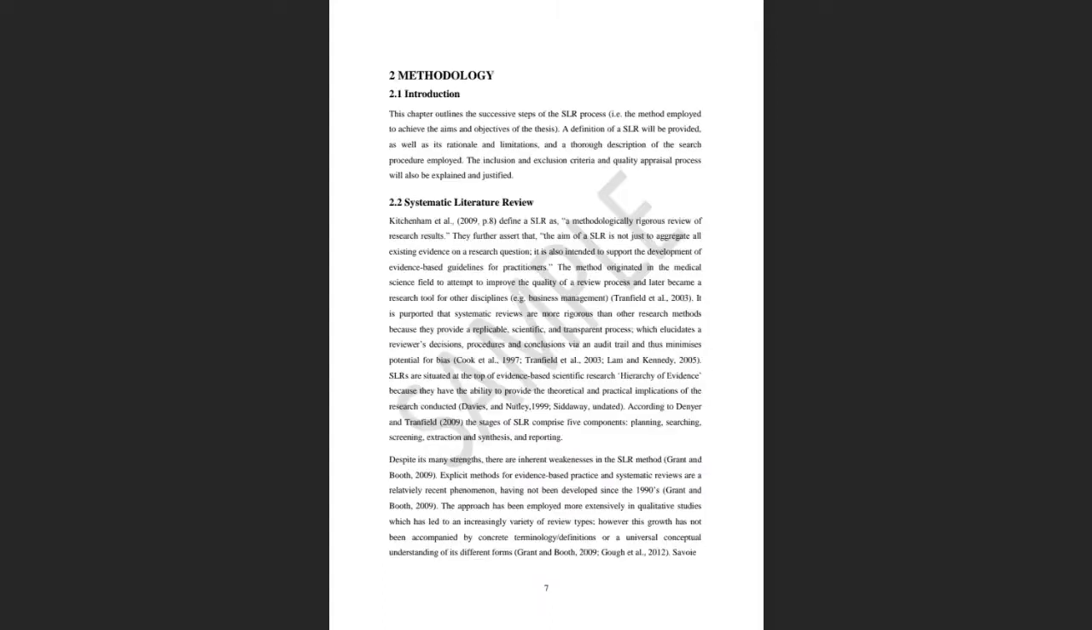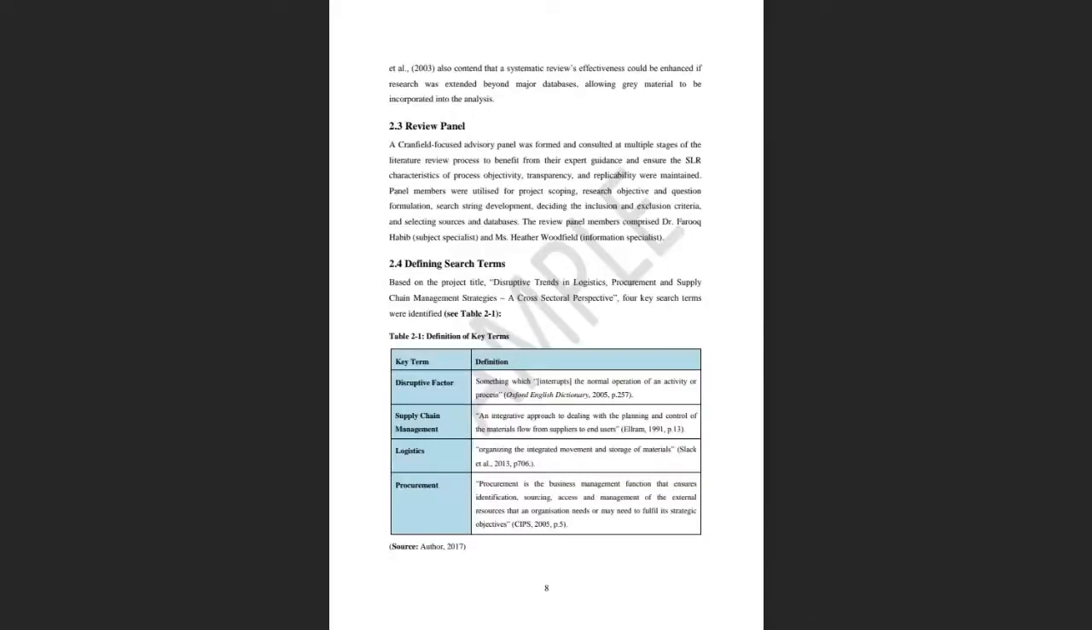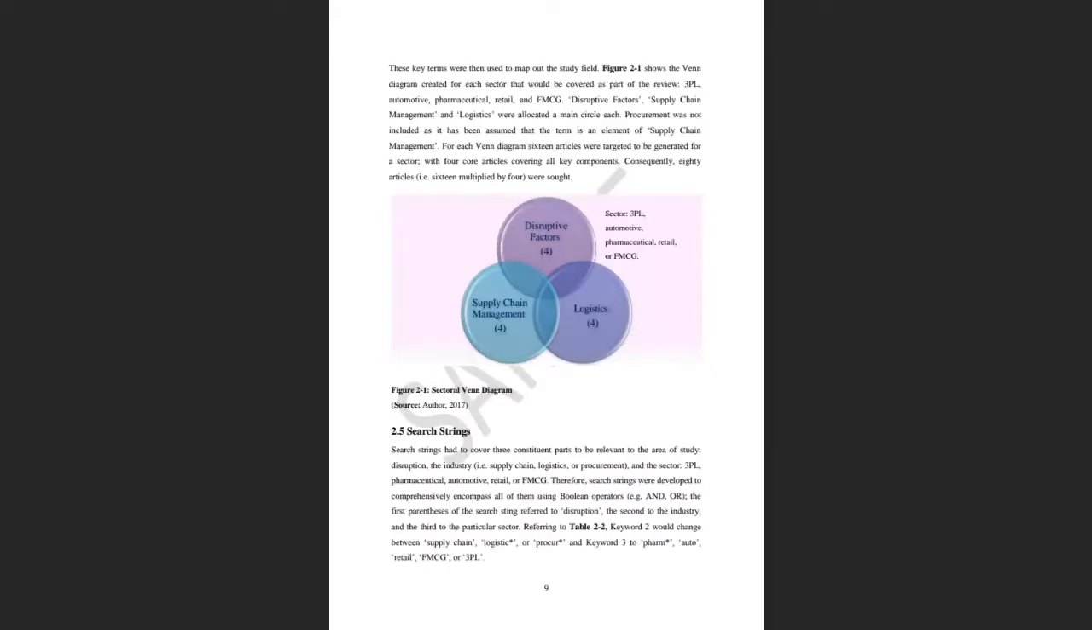As you can see, this methodology chapter, as I showed to you, you will start with an introduction section, then you will look at systematic literature review. What is a systematic literature review? Then you will form your review panel. Then you will define your search terms. Search terms come from the title of your research. You will define the terms. These are your three bubbles that I mentioned to you, the three bubbles. And this student is doing a multiple cross-sector comparison, looking at 3PL, automotive, pharmaceutical, retail, or FMCG.